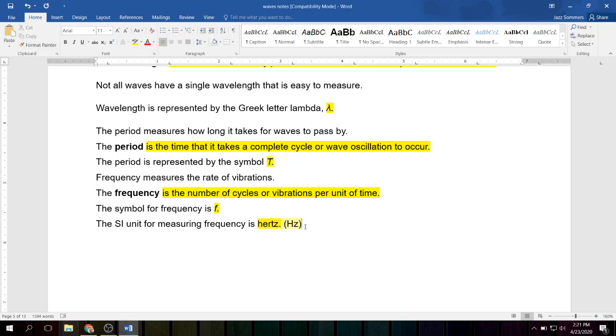Maybe you've heard of hertz. When you tune your radio in your car, megahertz, 101.3 is the actual frequency of the radio station, measured in megahertz. So it's how many waves pass through your car per second.